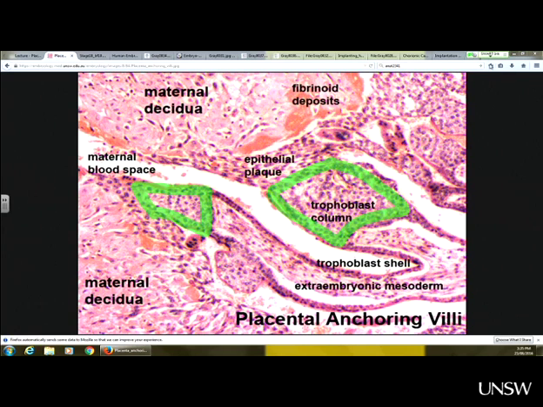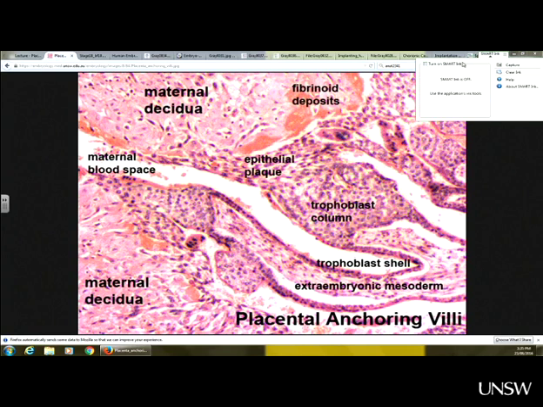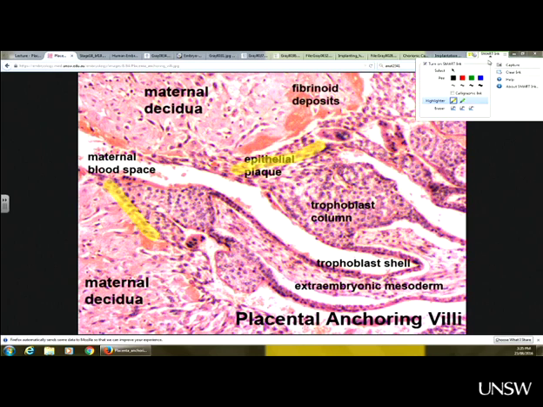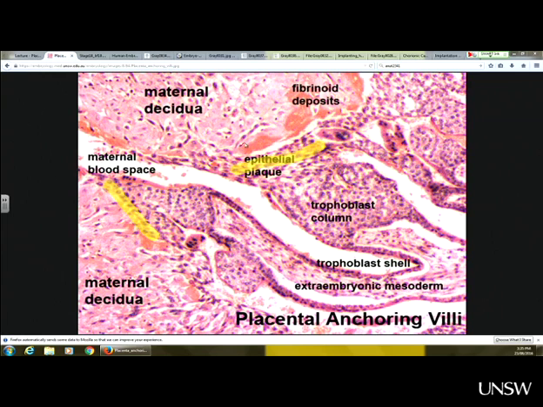Now, what are they attached to? They're attached to a specialised development of the maternal side, and it's this region here and back in here. These are epithelial plaques. They differentiate at the interface between the maternal decidua and the fetal attachment site. And this is what the anchoring villi are attached to, these epithelial plaques on the surface. Now, directly underneath the epithelial plaques, you can see these deposits, which are extracellular matrix deposits.